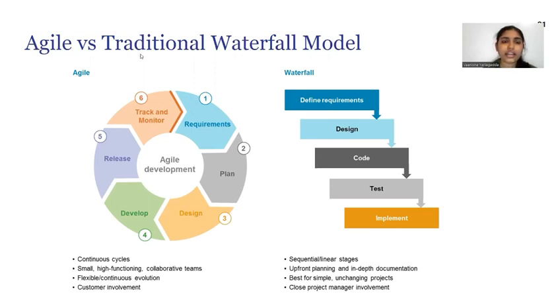So coming to Agile versus the traditional waterfall model, Agile methodology has continuous cycles and the waterfall model has sequential stages. And in Agile, the time is flexible, and for the waterfall model, the time is fixed, and at every step in the waterfall model we go to the next step only if the previous step is completely executed.